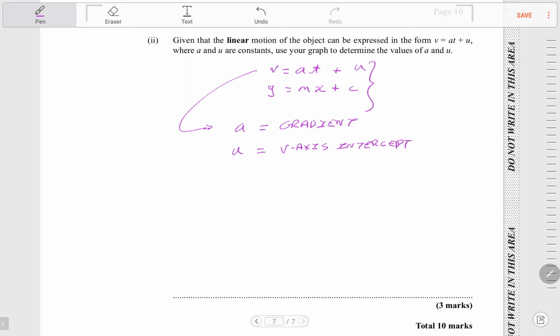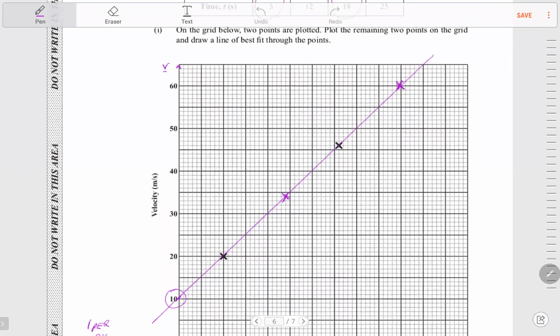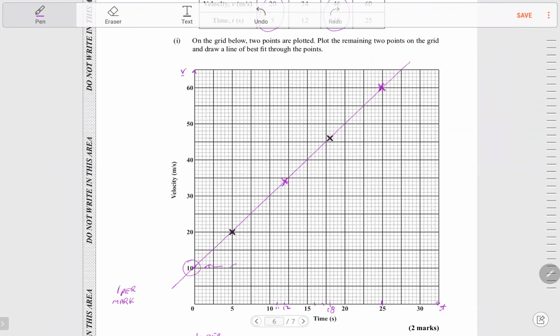And it says where A and U are constants, so use the graph to determine the value of A and U. So let's go back over the graph now. Remember, the U is a y-axis intercept like the C, and the A is like the M gradient. Looking at the graph now, the C clearly is right here. This is the y-axis intercept, C, which is the U, which is 10. So we know that one already by observation.